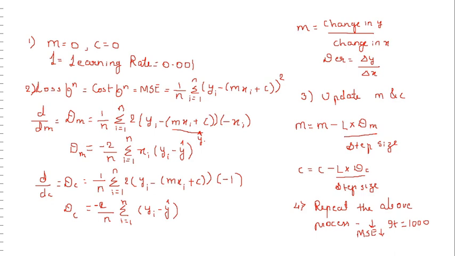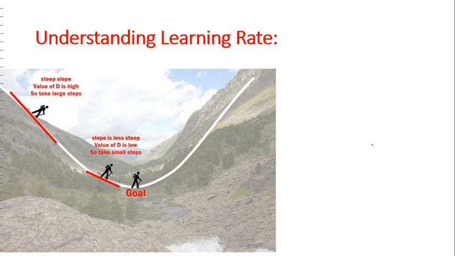Further, let us concentrate on what we mean by this step size. So what is this learning rate and what is this step size? Imagine that a person is standing at the top of the slope, and I have certain notations. So what is my m? m is the current position of that person. m is nothing but the current position.